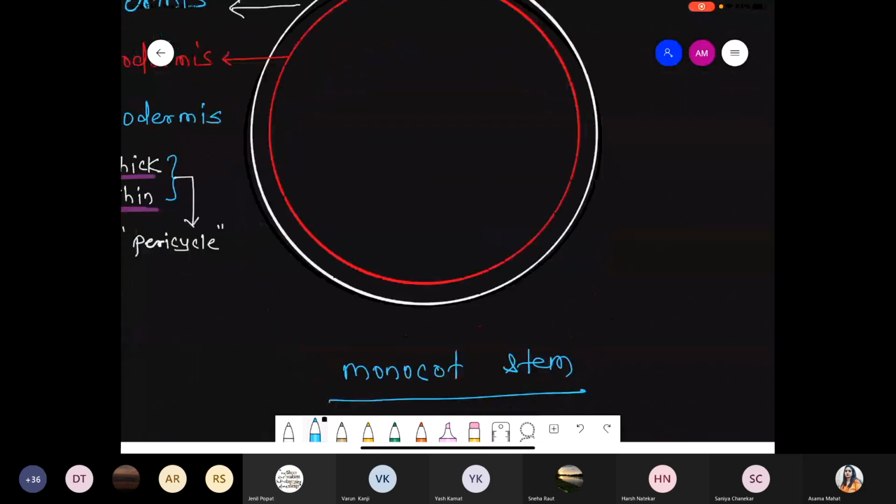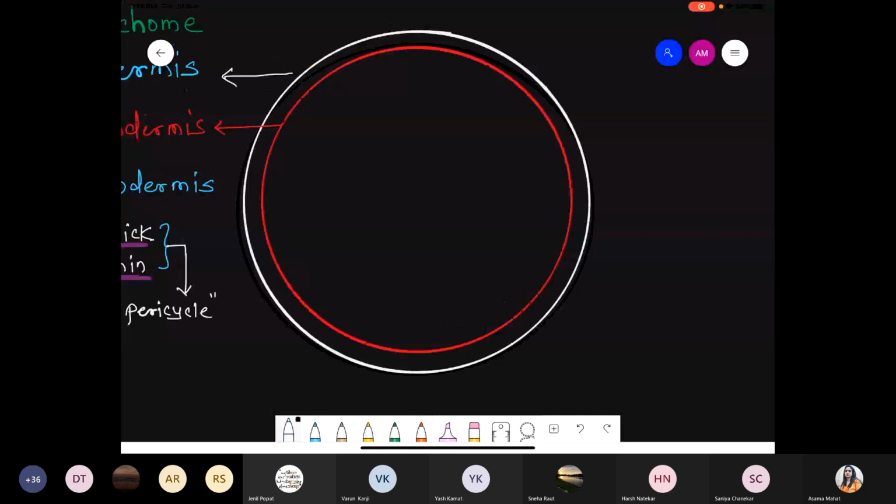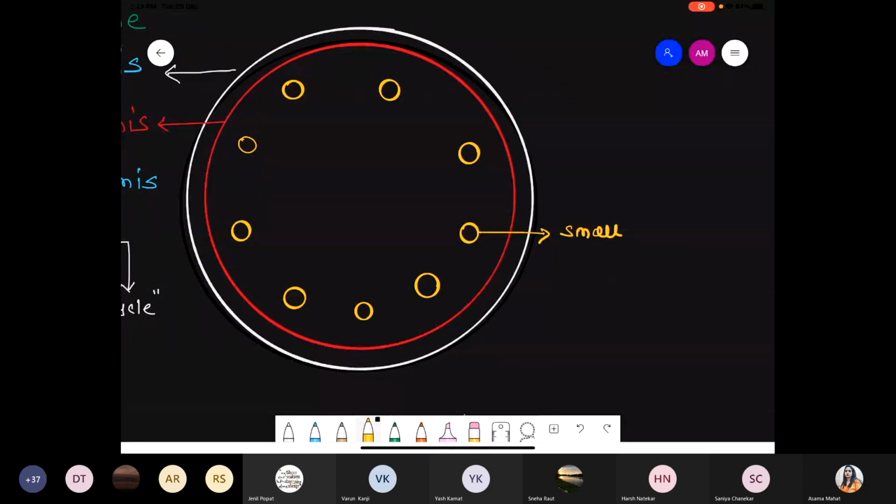Next part we are talking about monocot stem. In case of the monocot stem, there is a presence of the vascular bundle, and see the arrangement, how it is. Small size vascular bundles are present towards the outer side randomly, because vascular bundles are not present in a specific manner. They are scattered. They spread everywhere, right? So scattered vascular bundles are present. So towards the periphery, there is a presence of small size vascular bundles.